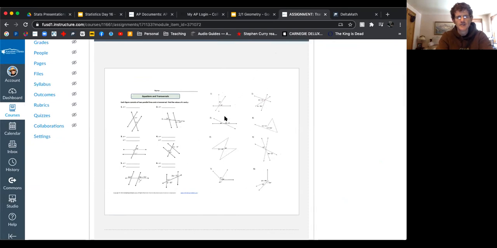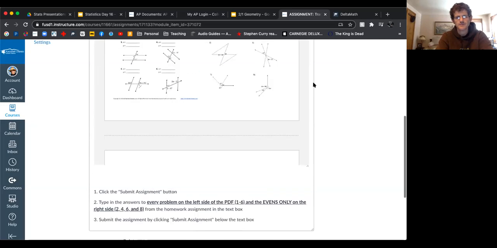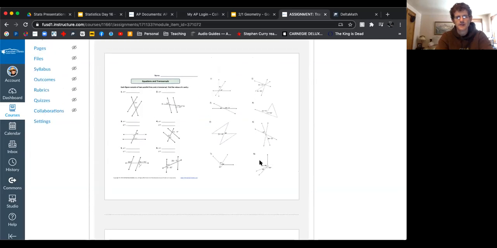On the right side, this is review of last week. And you can see that as part of your assignment, every problem on the left side you need to do, 1 through 6, and the evens only on the right side. So you only need to do 2, 4, 6, and 8. So there you go, 2, 4, 6, and 8 right there. You can see we're using things like vertical angles and angles at a point for those problems.